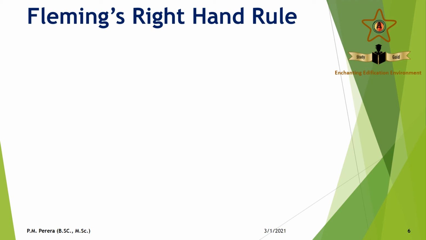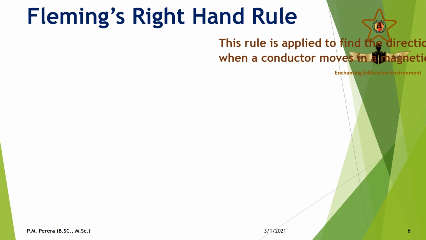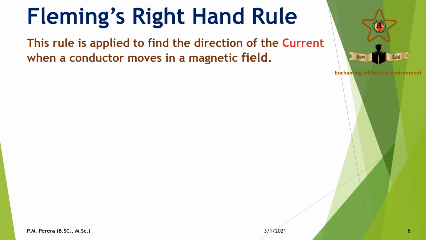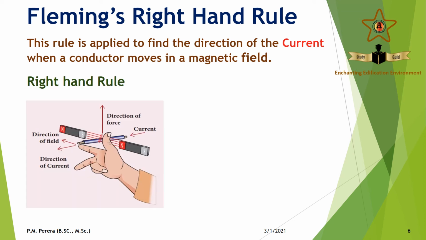Now Fleming's right-hand rule. This rule is applied to find the direction of the current when a conductor moves in a magnetic field. The physical quantities are the same, but we have to use the right hand and the direction of the current is given in this rule.